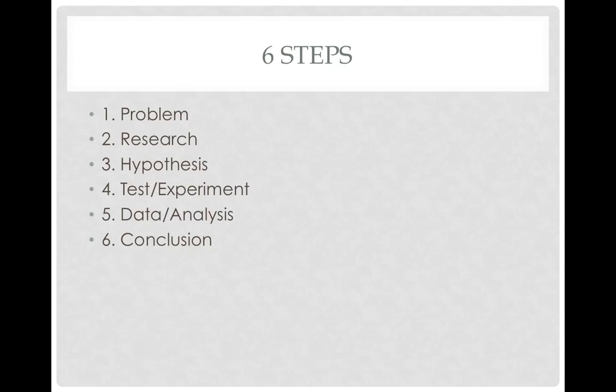what's causing that problem. Number 2, you do a little bit of research so you can come up with an educated guess, which brings us to number 3, which is form a formal hypothesis. And then number 4, you have to test or do an experiment to test your hypothesis. Number 5, you collect your data and you analyze that data.